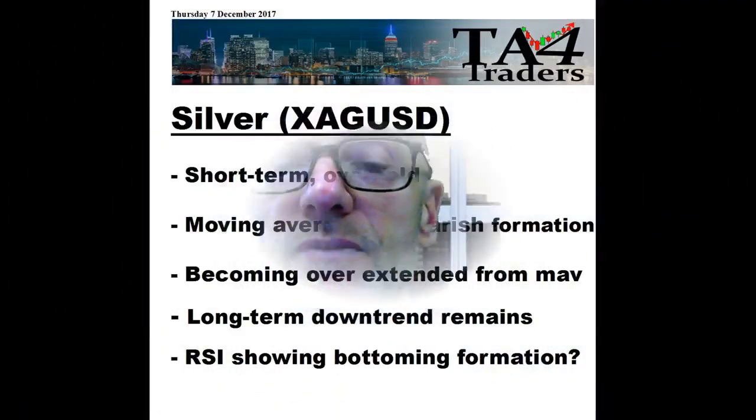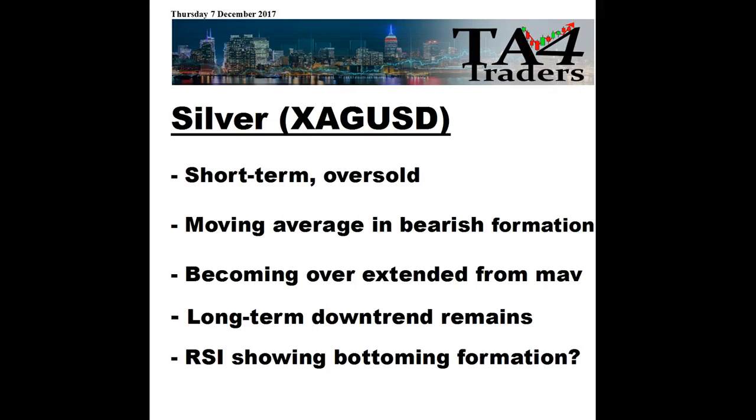So that's been TA for Traders looking at silver. The key takeaways from the video are that we're short-term oversold. However, those moving averages are in a bearish formation, but the price is becoming overextended from them. The long-term downtrend remains in place. And on that 4-hour, there's a potential non-confirmation as the RSI is showing a bottoming formation.